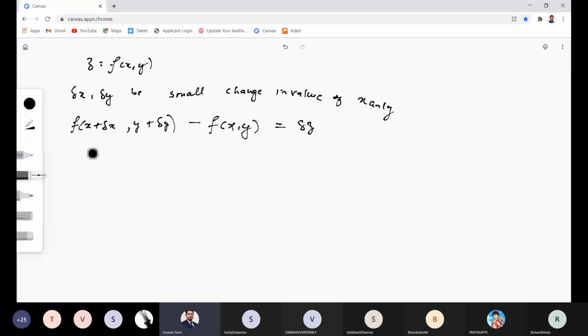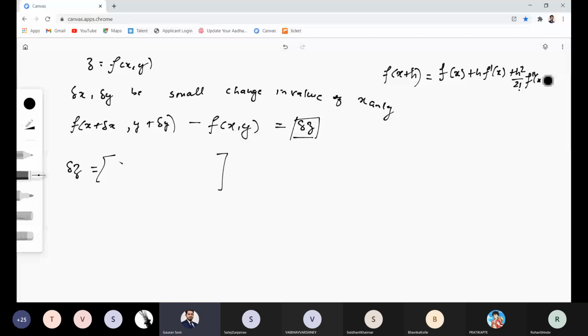Now, let me just remind you what we have seen: the Taylor series. So f of x plus h in the Taylor series was given by f of x plus h f dash of x plus h square by 2 factorial f double dash of x, and so on, right? Here I was working with one variable. The Taylor series is for two variables also, where we have f of x plus h, y plus k, and this can be expanded in a Taylor series. We won't go into the details, but just remember this.